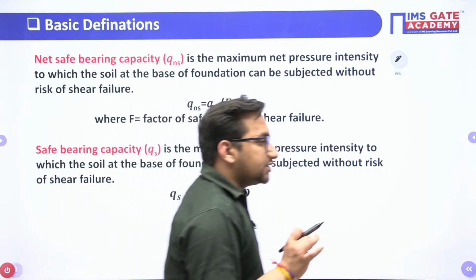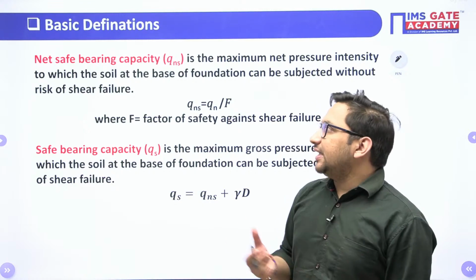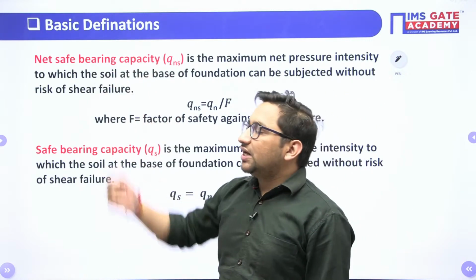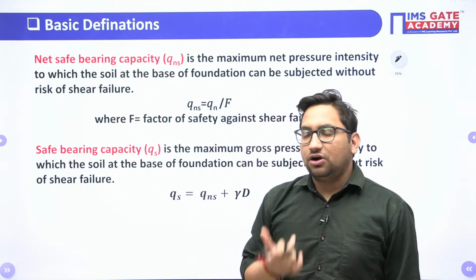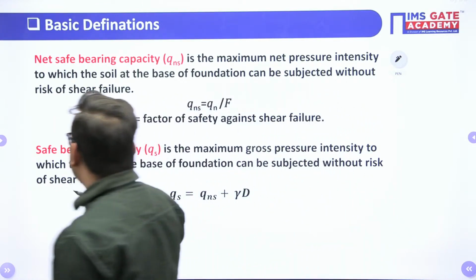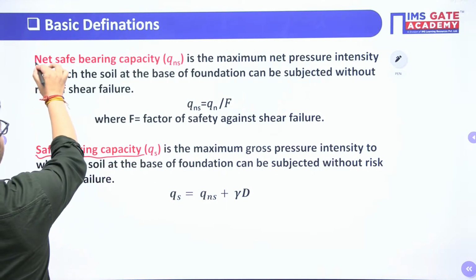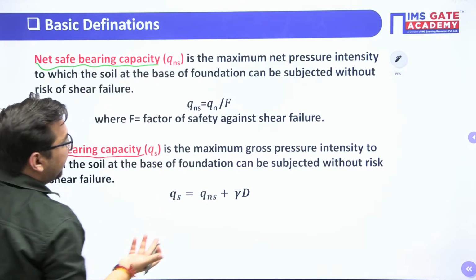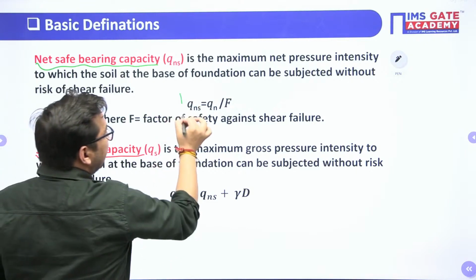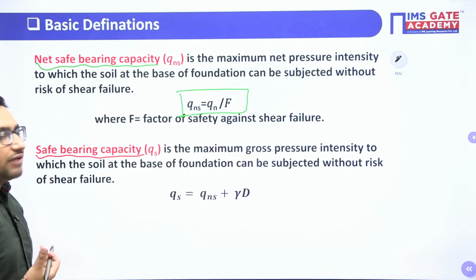Now try to understand. Before the calculation of the safe bearing capacity value, first we calculate the net safe bearing capacity. I will tell you why we are doing that. So before calculating the safe bearing capacity, first we have to calculate the net safe bearing capacity. What will be the net safe bearing capacity? It is nothing but the net ultimate bearing capacity divided by factor of safety.